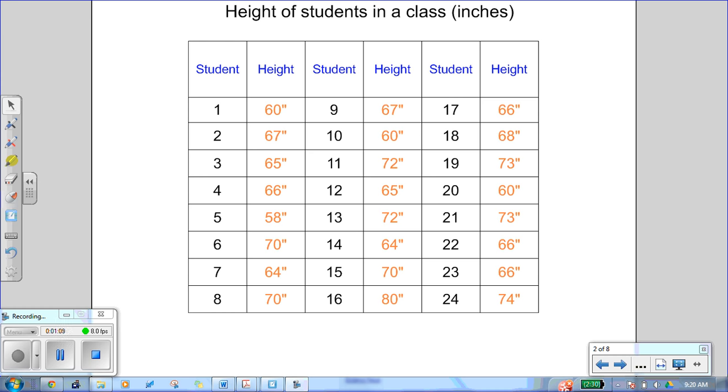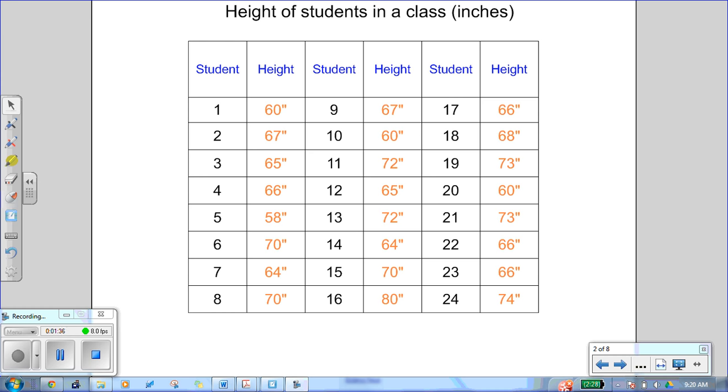So here we have 24 students. You can see them outlined here in black, just a student number, and then we record the height of each student in inches. Obviously someone that's 60 inches tall is 5 feet, someone that's 72 inches tall is 6 feet. So we just recorded the heights of 24 different students and put them into a chart. Here we have a large set of data. Now we have to be able to analyze it and break it down.